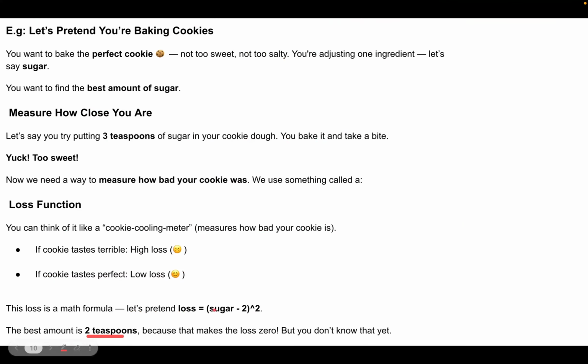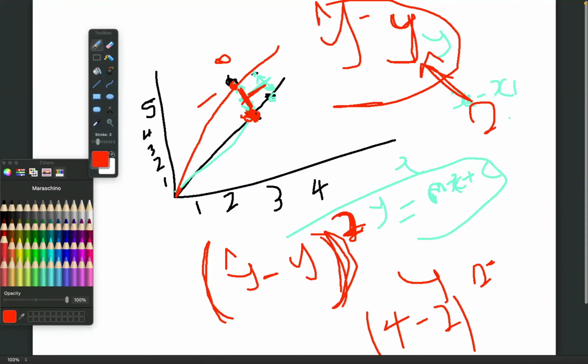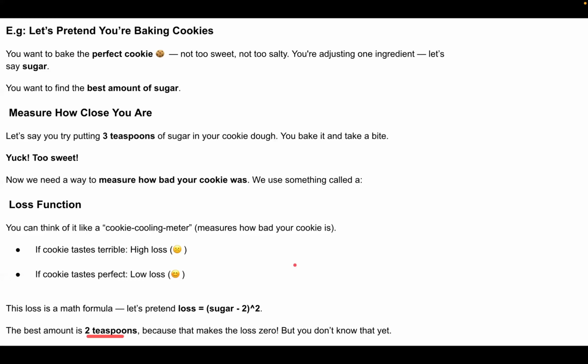So let's pretend that in the loss function, the sugar is the sugar that we put in, right? The sugar that we put in minus 2. This 2 is the correct value, the y that we are looking for, the main y here. The sugar here is the one that we don't know, but assume it's meant to be 2, though we don't know, right? And this is what is called the loss function.